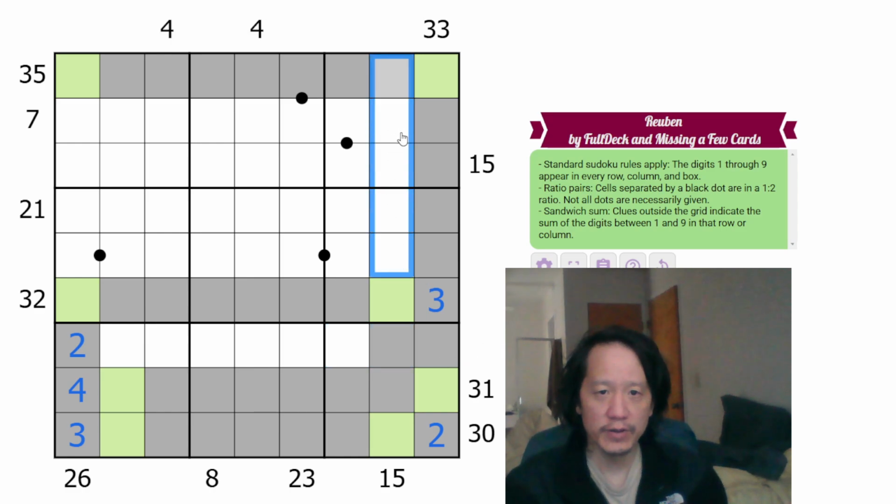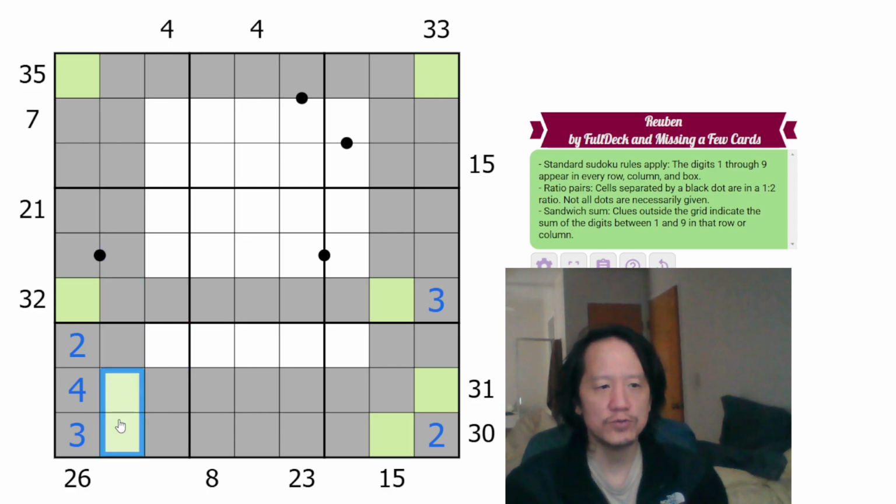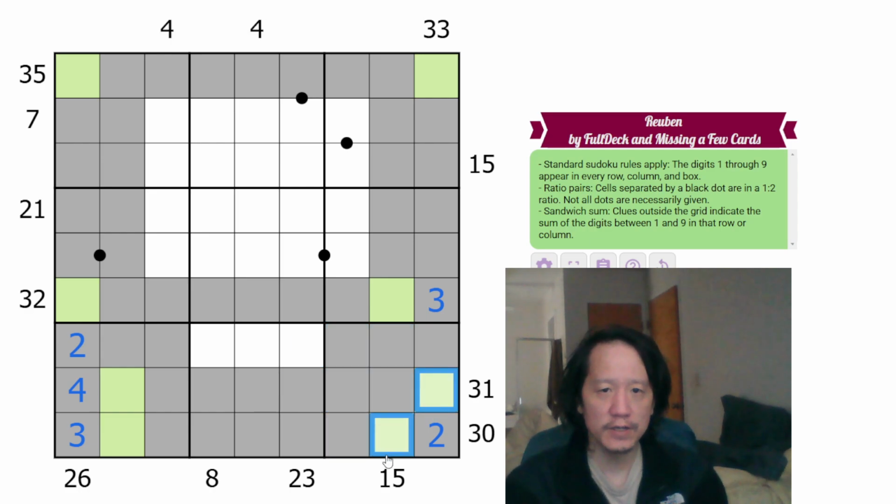And these can't be buns, because we already have 2 buns in each row or column, and this can't be buns. And none of these can be buns, right? This can't be a bun because we have 2 buns already in that box. Same here. This can't be a bun because we have two buns in this box already.